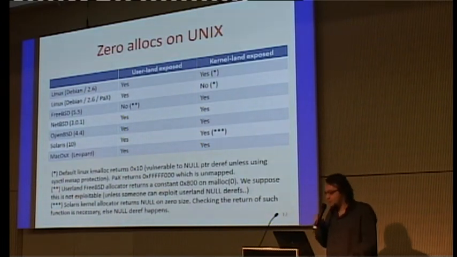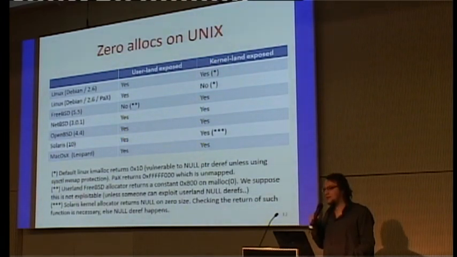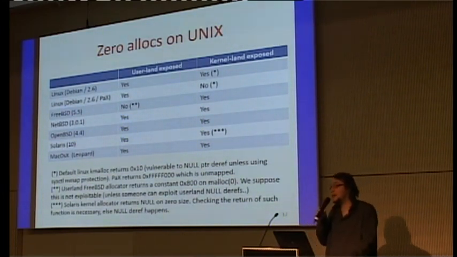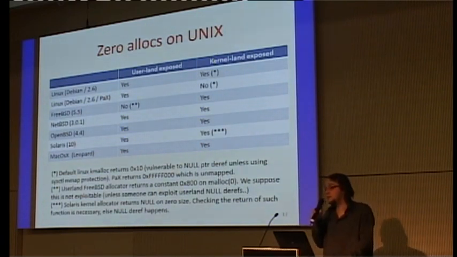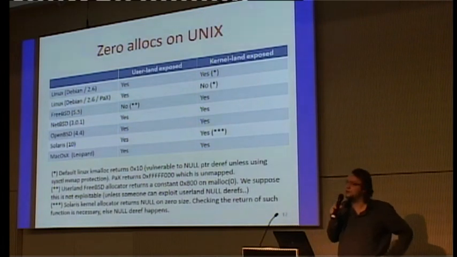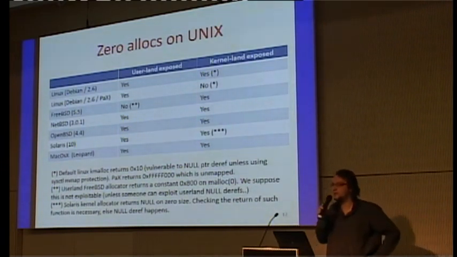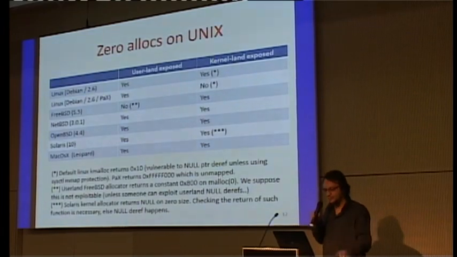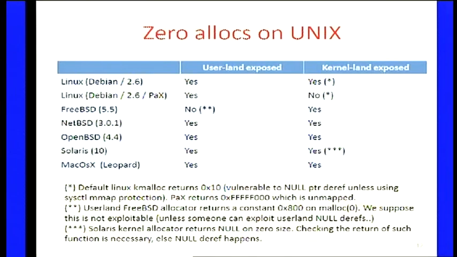For other operating systems, all of them are also exposed. On FreeBSD userland, the malloc function, when you call it with a 0 size, returns a constant that is 0x800. So don't ask me why exactly they return 0x800, because it doesn't seem to be any specific value. Maybe someone knows? A FreeBSD developer in here? No? Okay. Anyway, this makes zero allocation in userland on FreeBSD unexploitable, unless, of course, you know how to exploit null pointer dereference in userland, which I don't know, since null pointer dereferences are mostly exploitable in kernel.